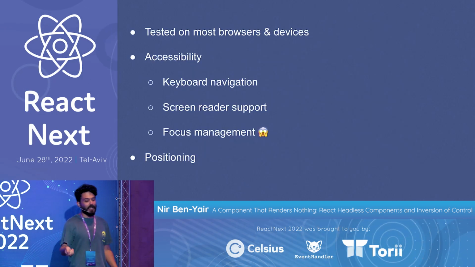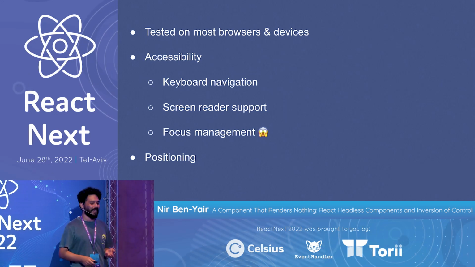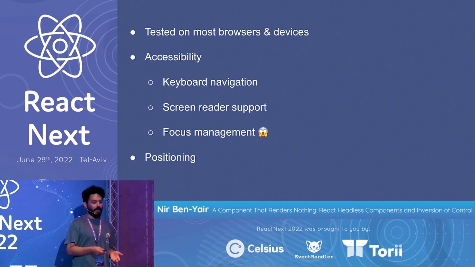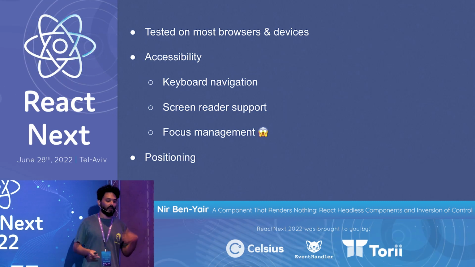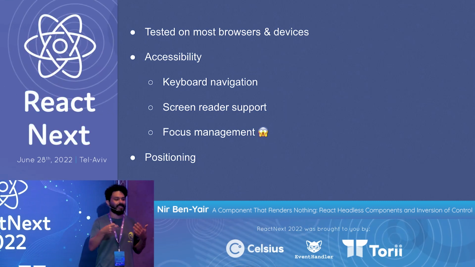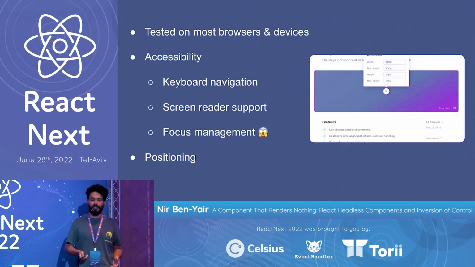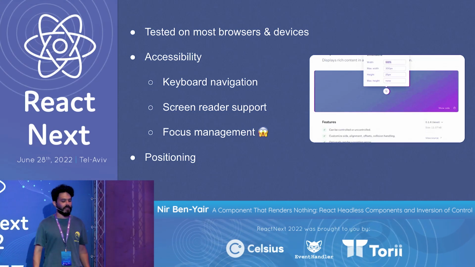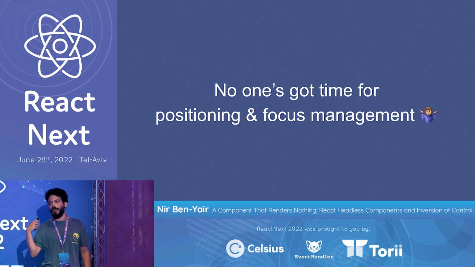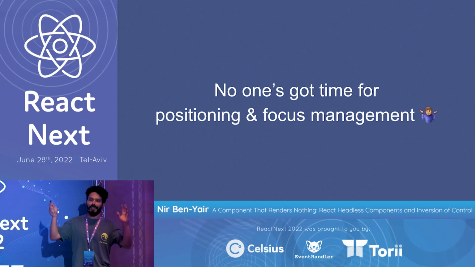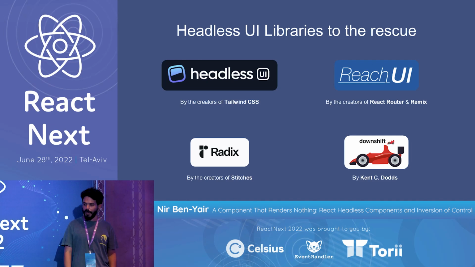And the reason it took them a lot of time is because of this stuff. This menu should work well on multiple browsers and multiple devices. It should worry about accessibility stuff, keyboard navigation, screen reader support, and there are multiple screen readers we need to support, not just one, so it adds more complexity. Focus management, which is another thing, and we need to support stuff like positioning, like what happens in these situations. So no one's got time for positioning and focus management. We need to ship a product for our company with our business goals. We don't want to spend months building the right dropdown.